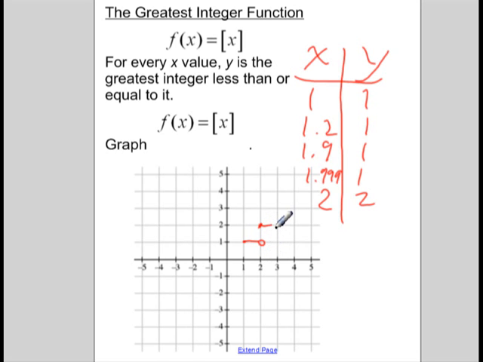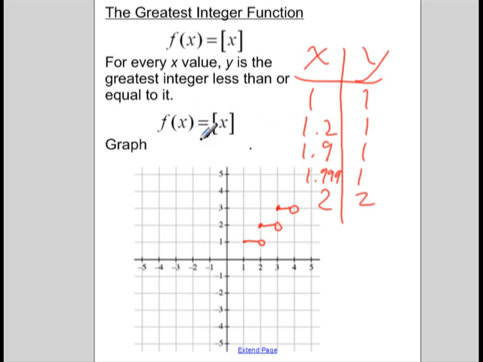And then the same thing happens when x is 2.2. The greatest integer less than or equal to that is still 2. And so it's going to keep doing that until it gets to 3. Going to have another open circle there, and that's going to continue on. So when x is 3, the greatest integer less than or equal to that is 3. When x is 3.72, the greatest integer less than or equal to 3.72 is 3. So all of my y values are going to be integers by this definition.